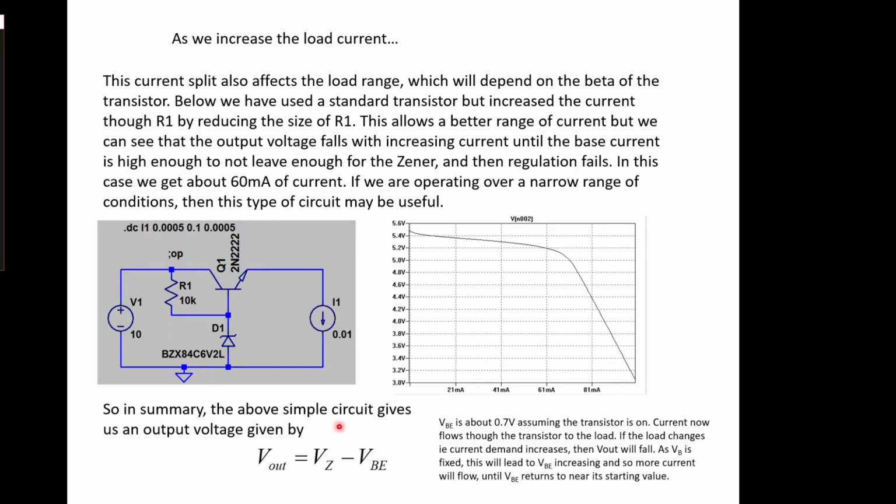So in summary, the simple circuit above gives us an output voltage given by Vout equals Vz minus VBE, where this is Vz and this is VBE, and we're assuming that VBE isn't changing very much. Obviously at some point it will change, and it starts to change when either the input voltage is too low or the output current we're pulling through is too high for the base drive to maintain a VBE of 0.7 here.